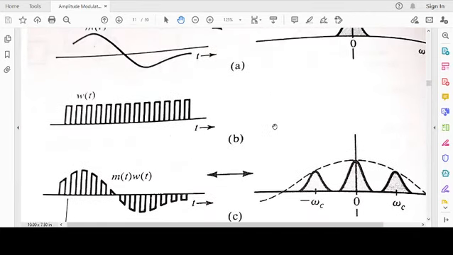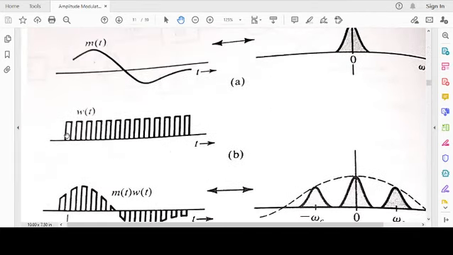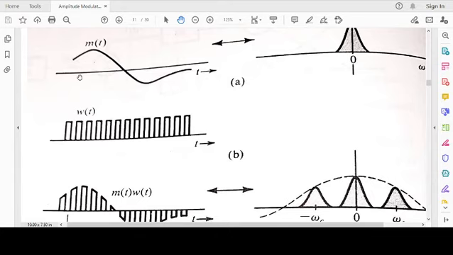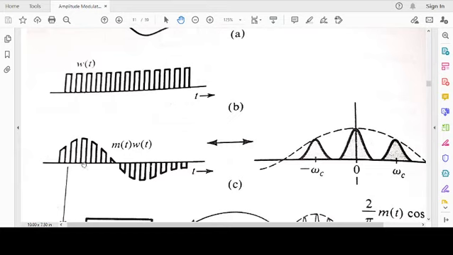I'll give an example. When you have a signal in the positive half, it's conducting. So you have a portion like this. When the carrier is going negative, it's not conducting. It's open.